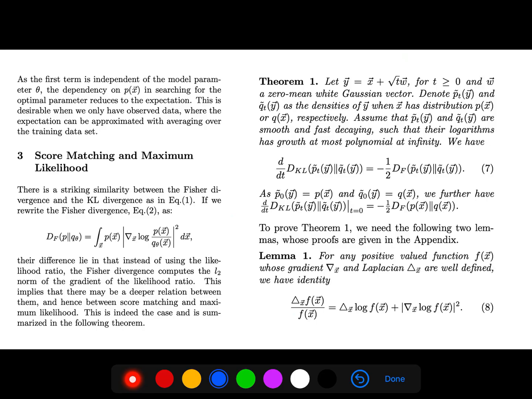So for score matching and maximum likelihood, there is a striking similarity between Fisher divergence and KL divergence. If we rewrite the Fisher divergence like this, the difference lies in that, instead of using the likelihood ratio, the Fisher divergence computes the L2 norm of the gradient of the likelihood ratio. This implies that there may be a deeper relation between them.